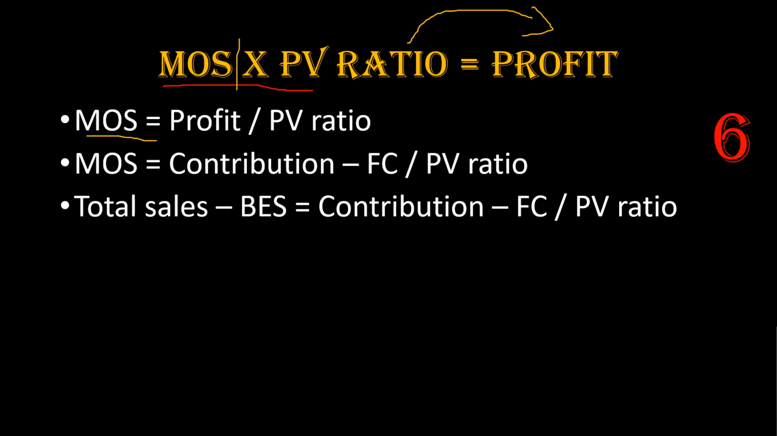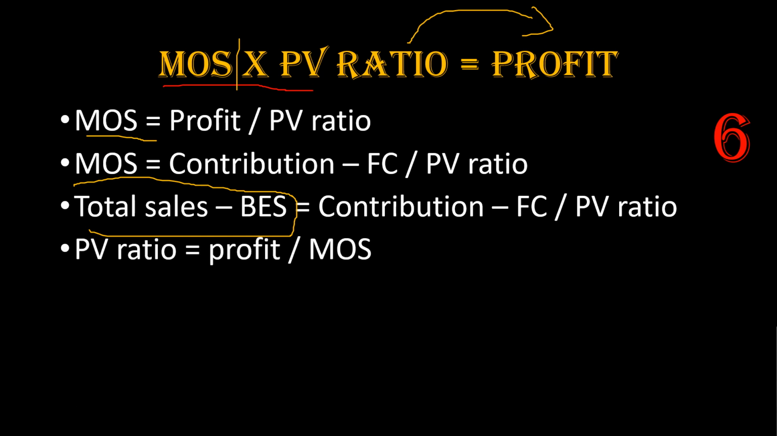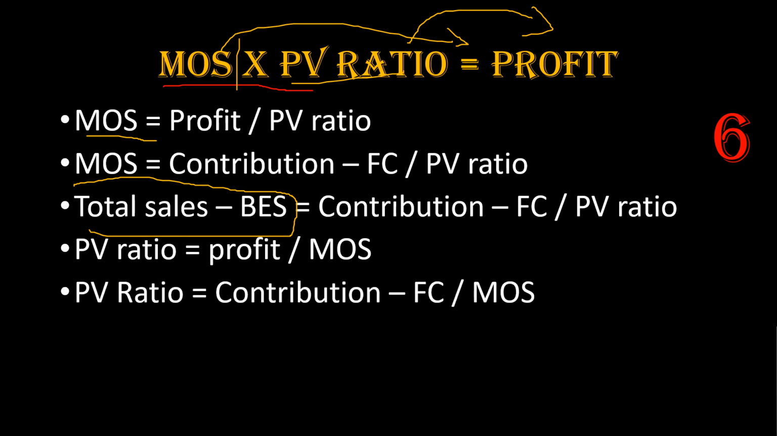Margin of safety means total sales minus break-even sales. So total sales minus break-even sales is equal to contribution minus fixed cost divided by PV ratio. Here the PV ratio stays here and the margin of safety goes to the right side. Then PV ratio is equal to profit divided by margin of safety. Profit is nothing but contribution minus fixed cost. So PV ratio is equal to contribution minus fixed cost divided by margin of safety.